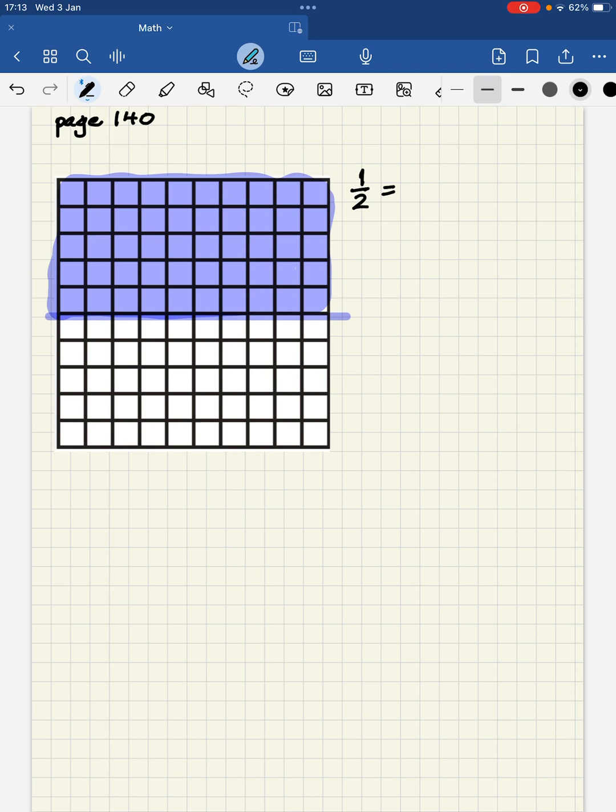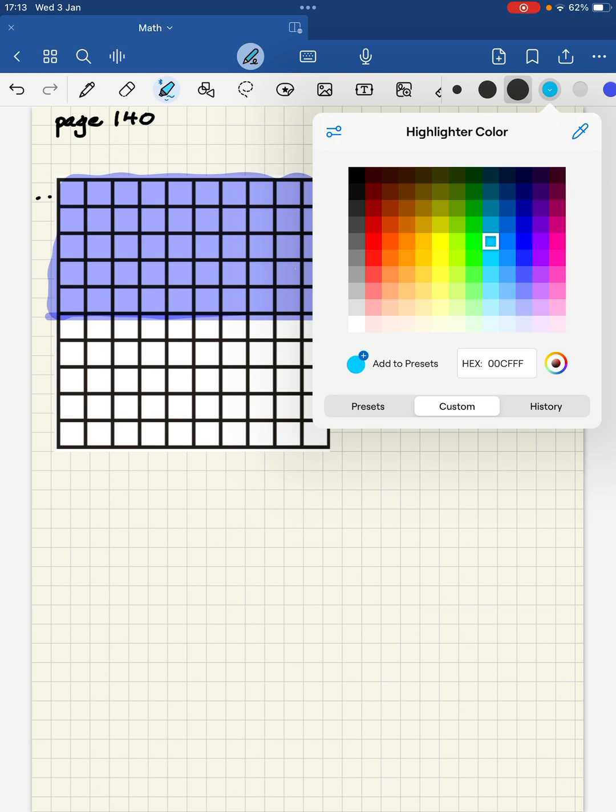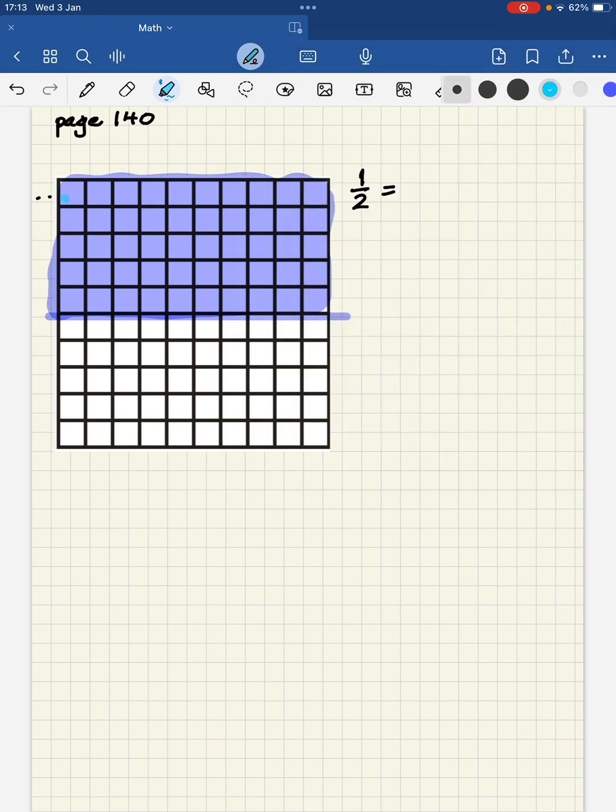Well, we've got, let's use a different color. We've got 1/10, 2/10, 3/10, 4/10, 5/10. So 1/2 is equivalent to 5/10. Or how many of these hundreds are colored in?